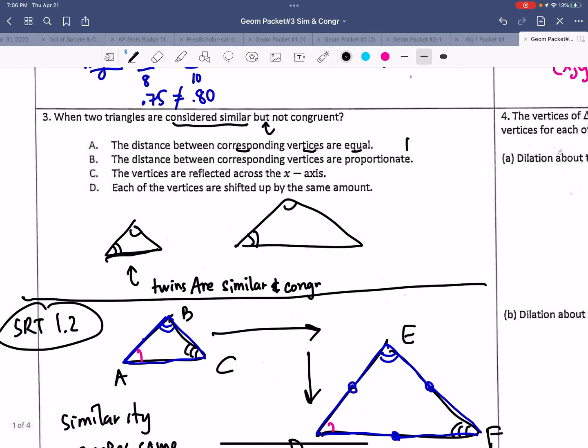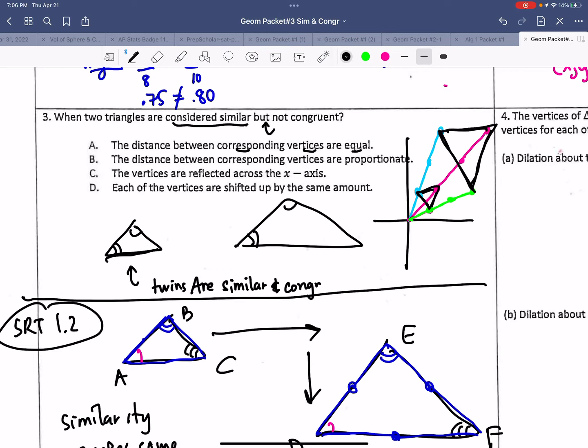Okay, so let's say we blew it up. Let's say we blew this object up. So this distance, and let's say we triple it. 1, 2, 3. This distance to this next vertex, and we're going to triple it. 1, 2, 3. Then let's take this distance here, and we triple it. 1, 2, 3. I have a new triangle that's just like this old triangle, just 3 times bigger.